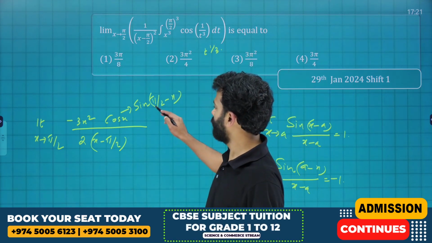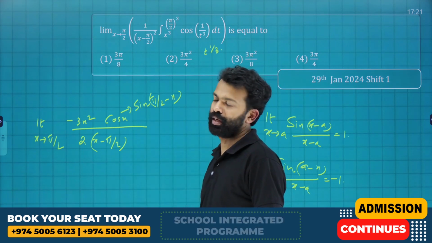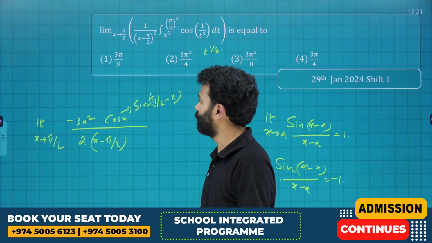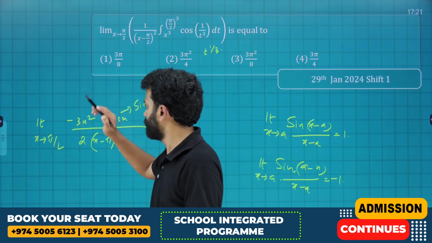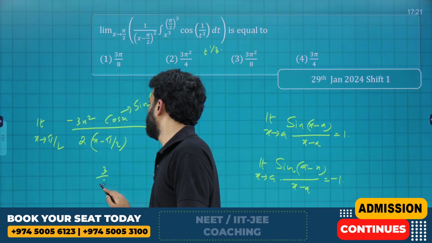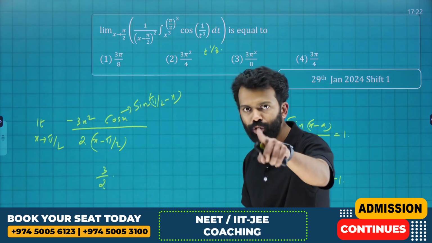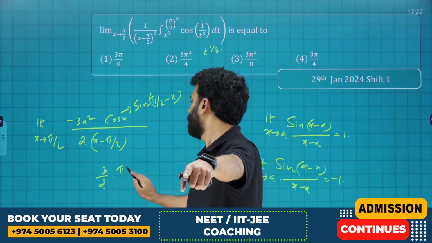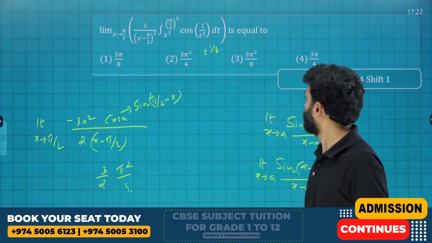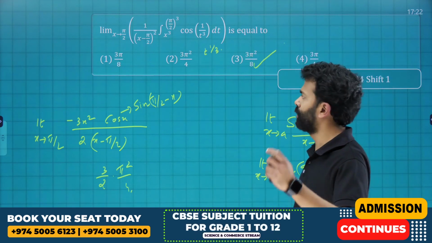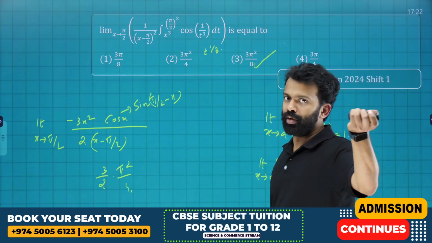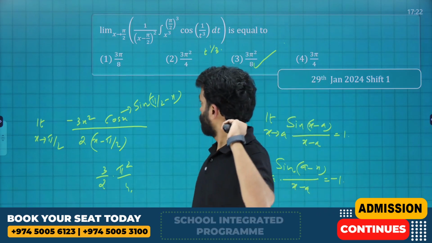Okay. Therefore, sin pi by 2 minus x divided by x minus pi by 2 is equal to what? The net value is equal to minus 1. That minus and this minus got cancelled. Therefore, it will be 3 by 2 into x square is there. We can substitute pi by 2 there. This becomes what? Pi square by 4. Therefore, the net answer is 3 pi square by 8. Done. Understood? And the next one. Okay. Very easy one. Next one.